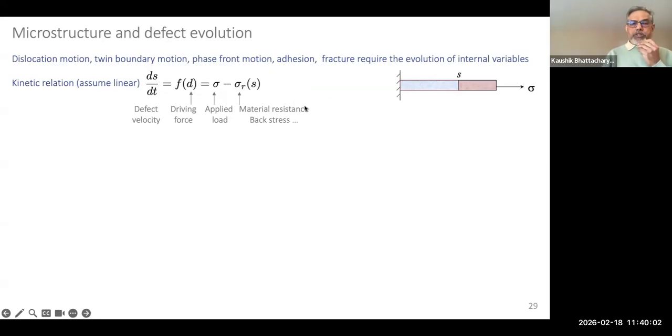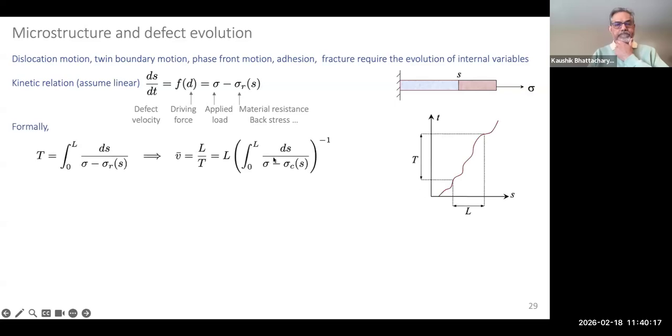Now, if the material is heterogeneous, the resistance will also depend on the position, right? So what would I do? Okay, I know the velocity, so I can try and integrate it forward. So I can say, okay, what is the time it'll take me to go through some length? That's this time. So the average velocity is given by this. So just a calculation, right? So I get the average velocity of this interface.